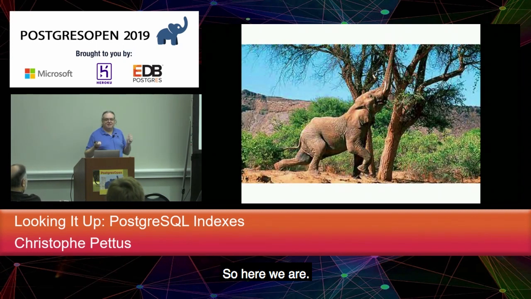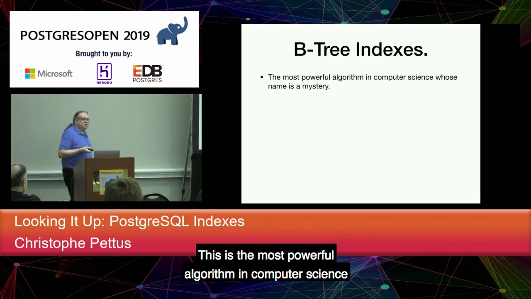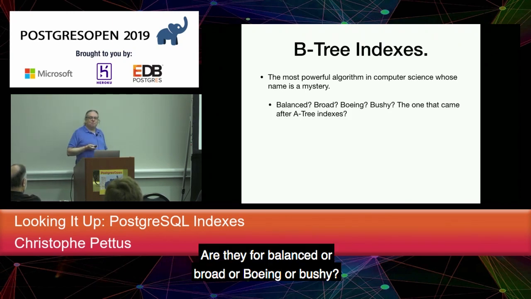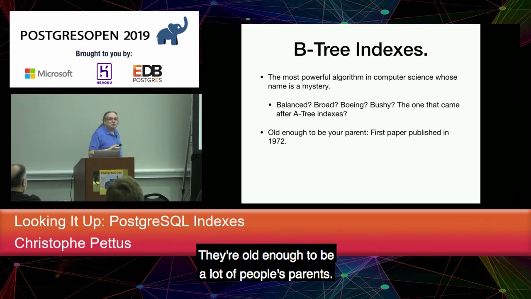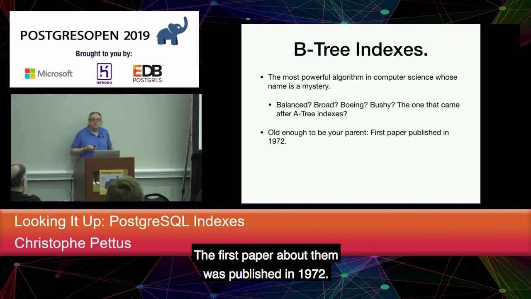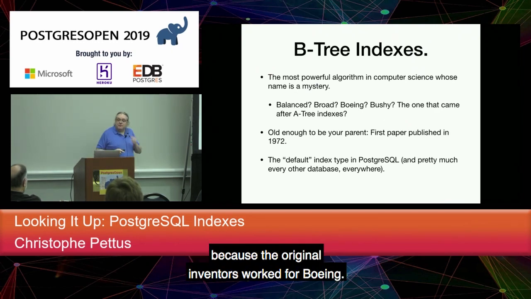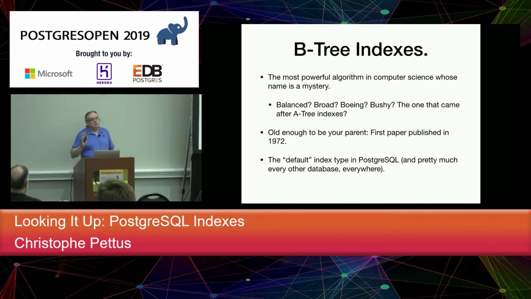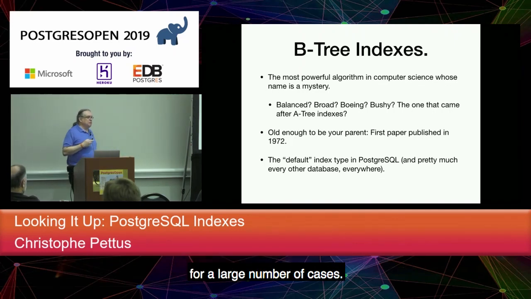So here we are. OK, B-tree indexes. This is the most powerful algorithm in computer science, and no one knows why it's called that. Is it for balanced, or broad, or Boeing, or bushy? Is it the algorithm that came after A-tree indexes? We don't really know why they're called B-tree. They're old enough to be a lot of people's parents. The first paper about them was published in 1972. This is where the idea that it stands for Boeing comes from, because the original inventors worked for Boeing. It's the default index type, and pretty much every other database implements B-trees, because they work really well for a large number of cases.